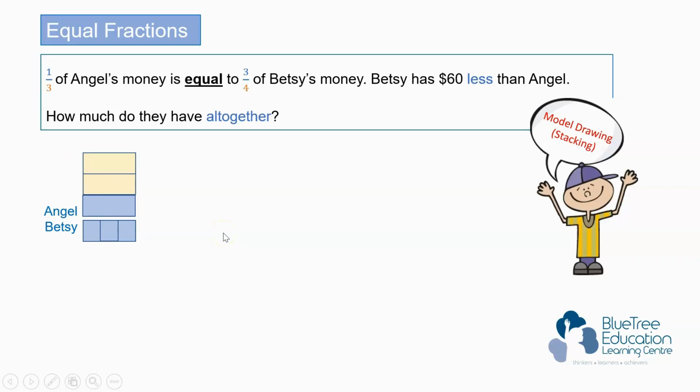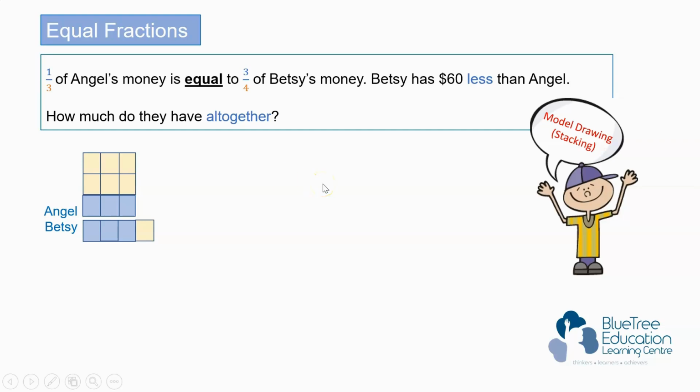Always remember that for model drawing, you must always ensure that every part is equal. So let's slice up Angel's model. And now you have all equal parts, okay? And Betsy has a total of 4 units, so let's add 1 more unit for Betsy. So now that your model is complete, you can actually solve the question.